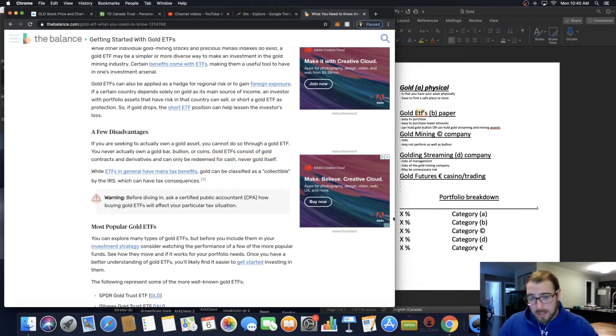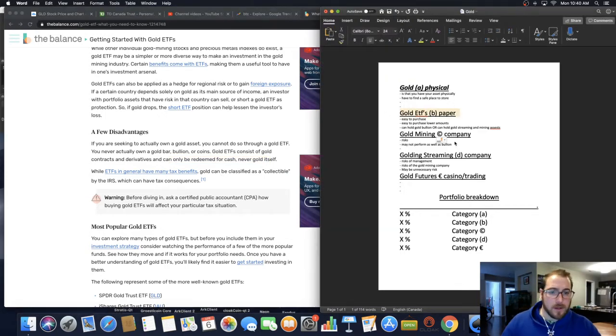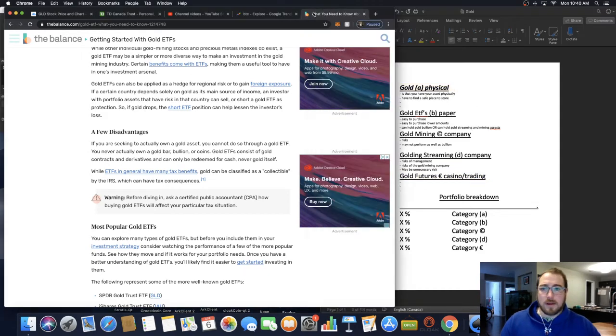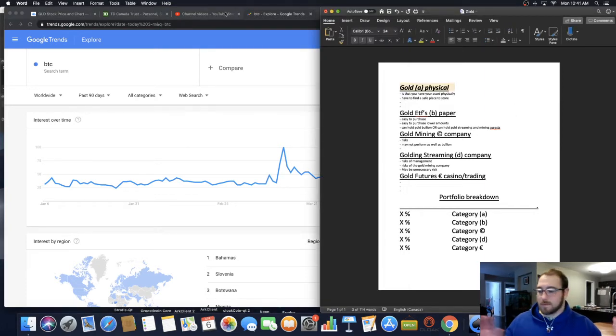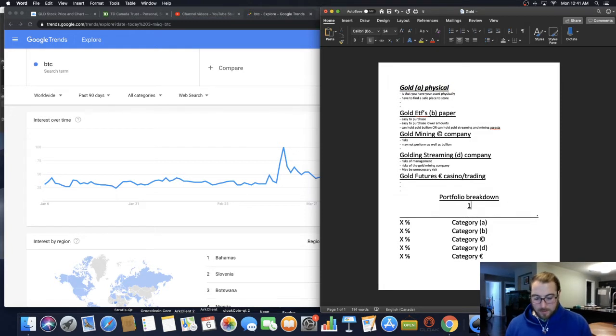So you have to realize that you don't own any gold here, you don't own any gold here, you don't own any gold here. You only own gold right here, right? That's a little bit of a broad, sloppy comparison with all these different assets, but let's say that you had $10,000 to invest into gold, and you did want exposure to mining itself or gold streaming itself, and you're ready to take these risks.